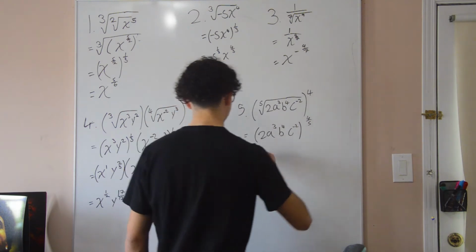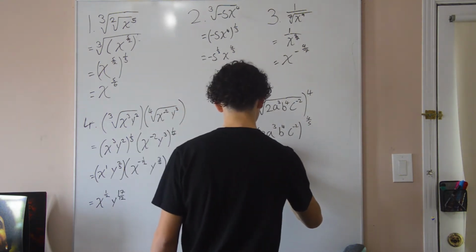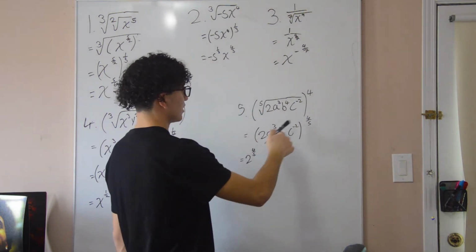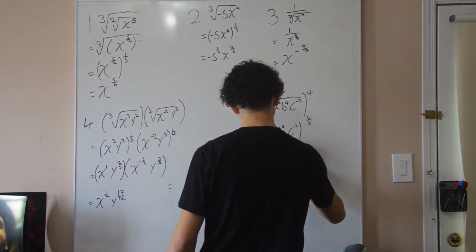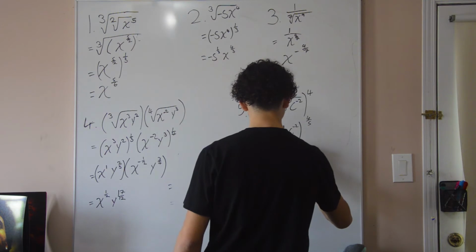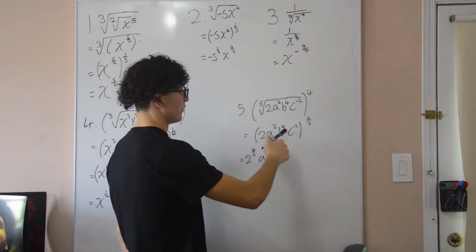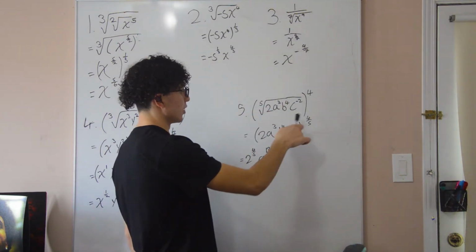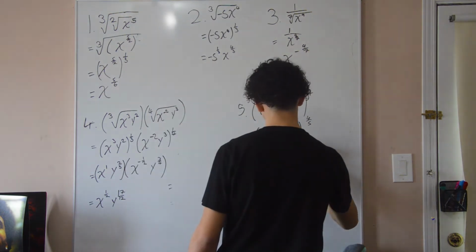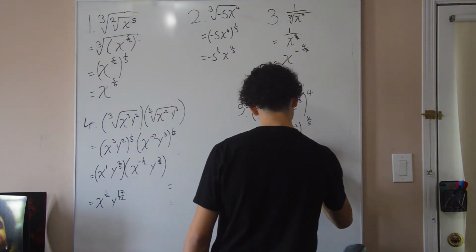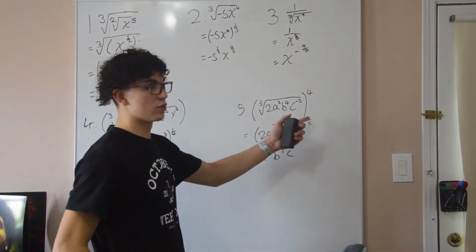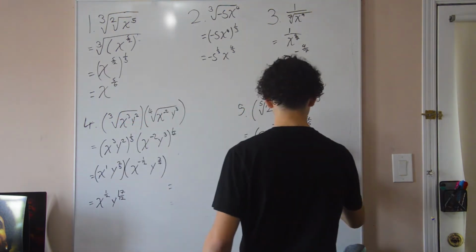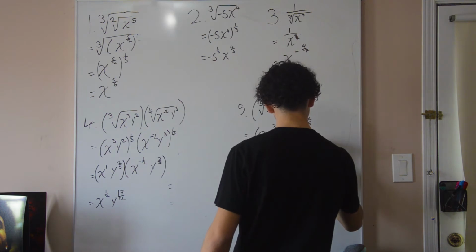So 2 to the power of 4 over 5, and then a to the 3 times 4 over 5, so 3 times 4 over 5 becomes 12 over 5. b to the 4 to the power of 4 over 5, so multiply 4 times 4, 16 over 5. And then c to the negative 2, well, negative 2 times 4 over 5 becomes negative 8 over 5.